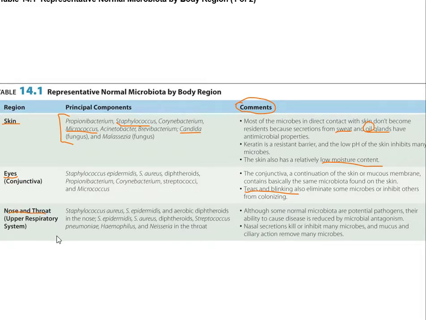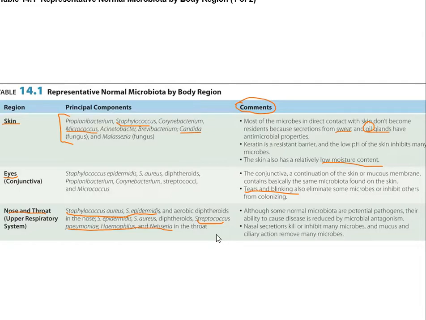Nose and throat, upper respiratory system. So in this part of the respiratory system, you have Staphylococcus aureus, Staphylococcus epidermidis, some other microbes like diphtheroids, and Streptococcus pneumoniae, Haemophilus, and Neisseria. These three here, Strep pneumoniae, Haemophilus, and Neisseria, we're going to talk about them later because they can go from the throat if they become pathogenic.